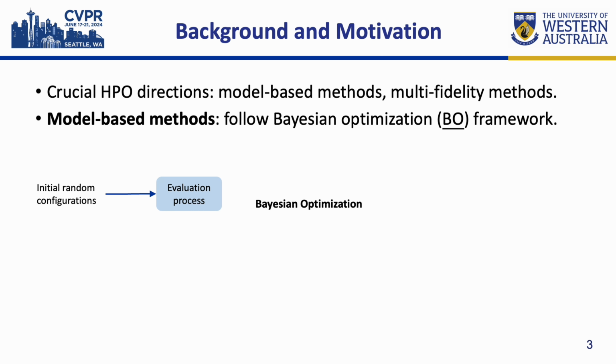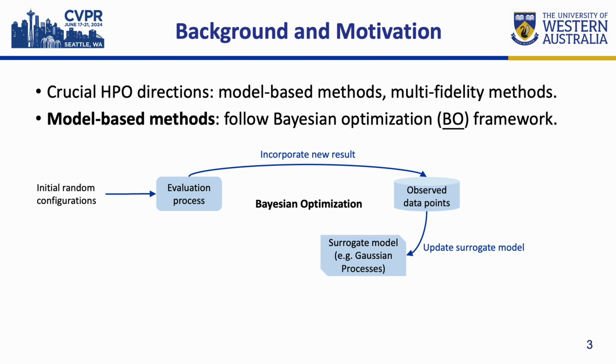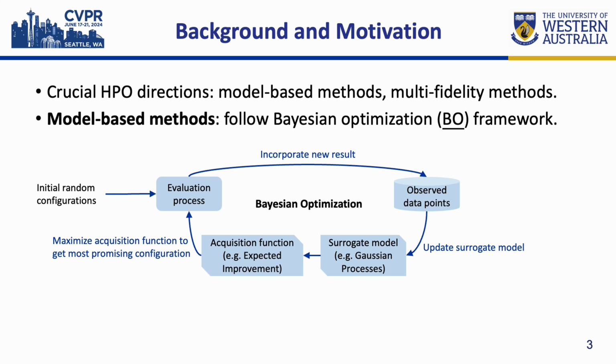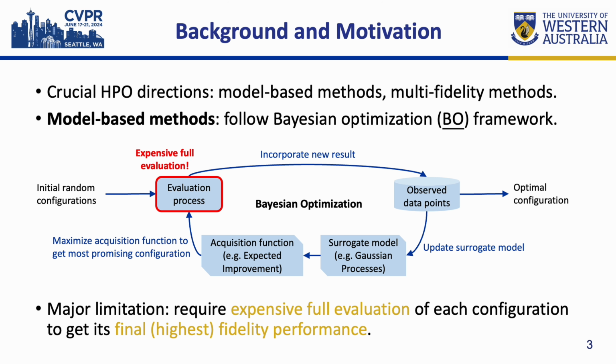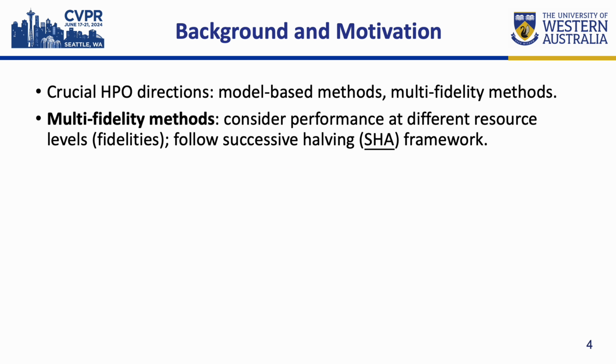It begins with evaluating some random configurations to get the performance. The results are added to the observed data points, which are used to update a surrogate model. Then the acquisition function is used to identify a promising configuration to be evaluated. The process repeats, and we can finally get the optimal configuration. The biggest limitation is the expensive full evaluation for the configurations.